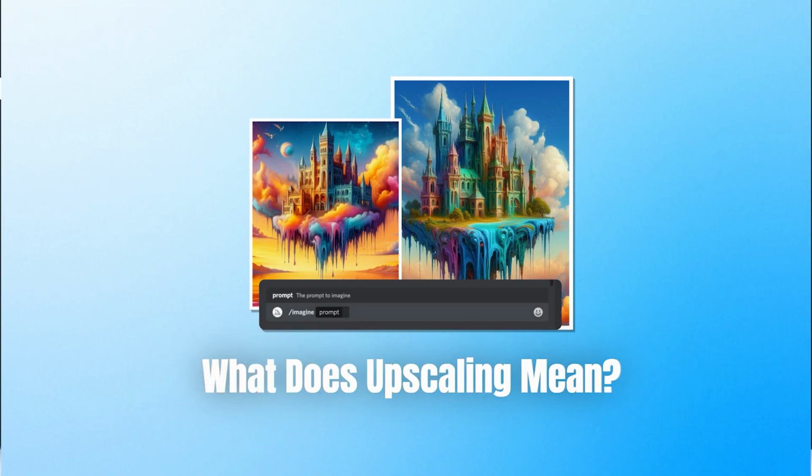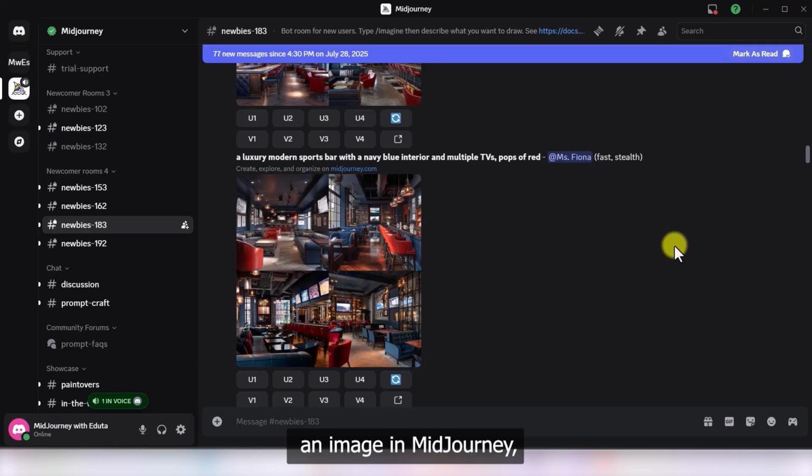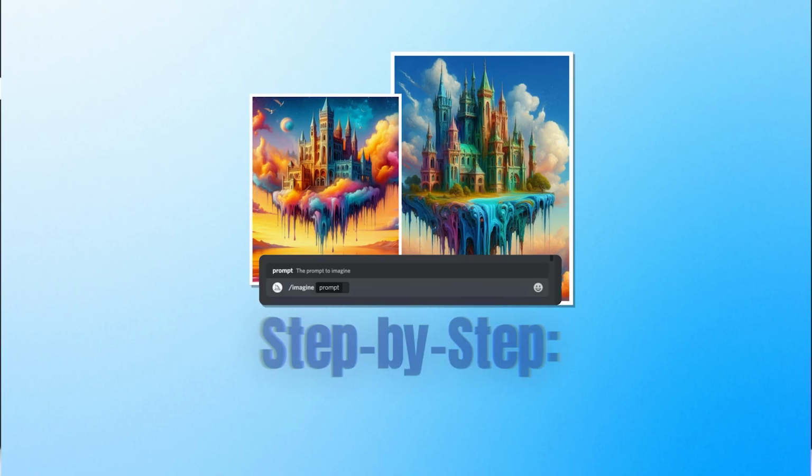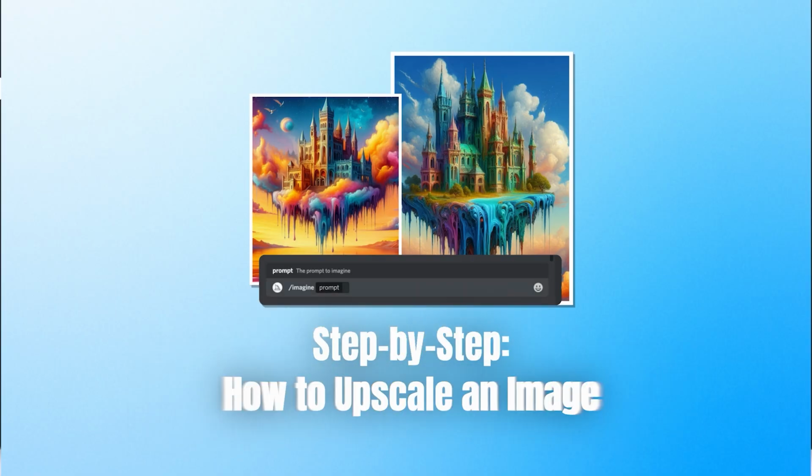What does upscaling mean? When you first generate an image in MidJourney, you receive a small grid of 4 low-resolution previews. These are great for quick comparisons but too small or blurry for printing or publishing. Upscaling takes one of those previews and rebuilds it in high resolution. This process adds detail, texture, and sharpness, making the image ready for download, display, or editing. Step by step, how to upscale an image.